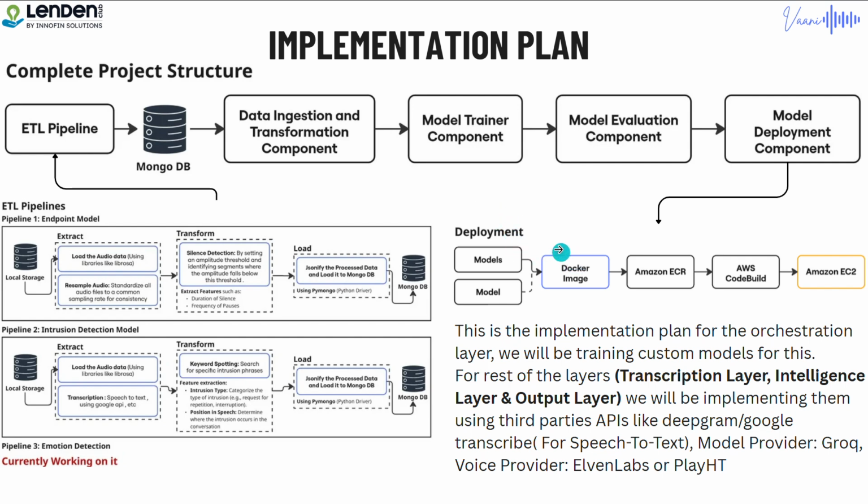And then this is the deployment. First, we will create a Docker image for the models. Then we will push it to Amazon ECR. Then we will build it on AWS, and then on an Amazon EC2 server.